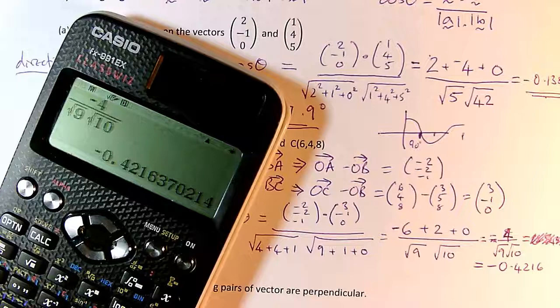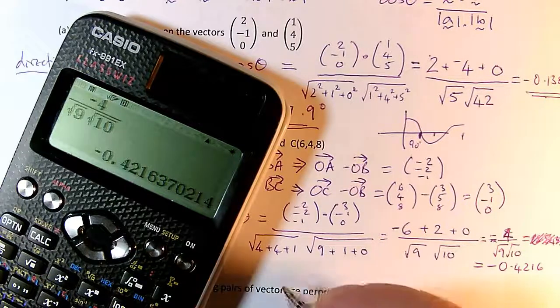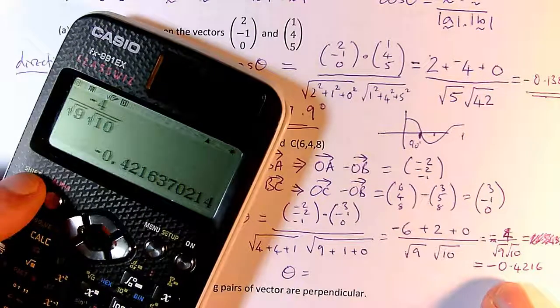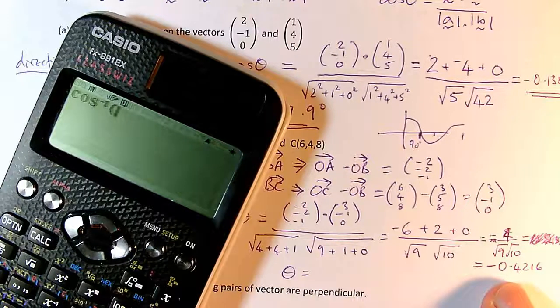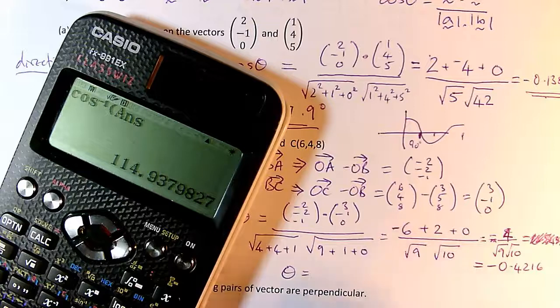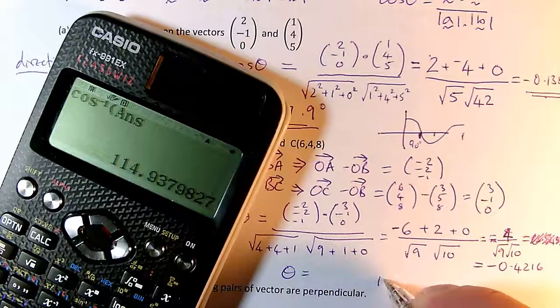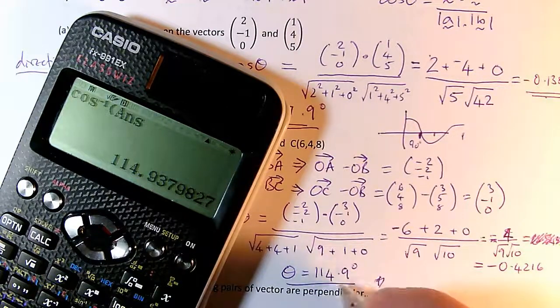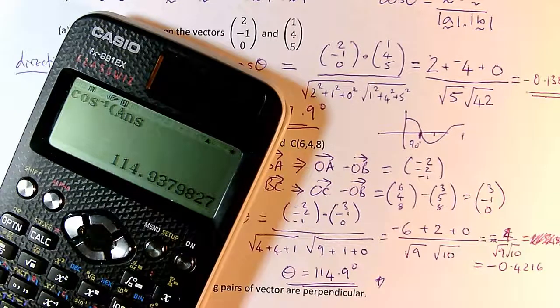But of course, what we want is the actual angle that's the cos of. So I want to know what theta is. Notice I'm expecting, because this is negative, I'm expecting an obtuse theta. So when I do inverse cos of that answer, I hope I'm in degrees, yes I am, I'm going to get 114.9 degrees. So theta is 114.9 degrees, and it's normal to give the answers in degrees to 1 decimal place, or sometimes they ask for the nearest degree. If they don't say, give at least 1 decimal place is my advice.